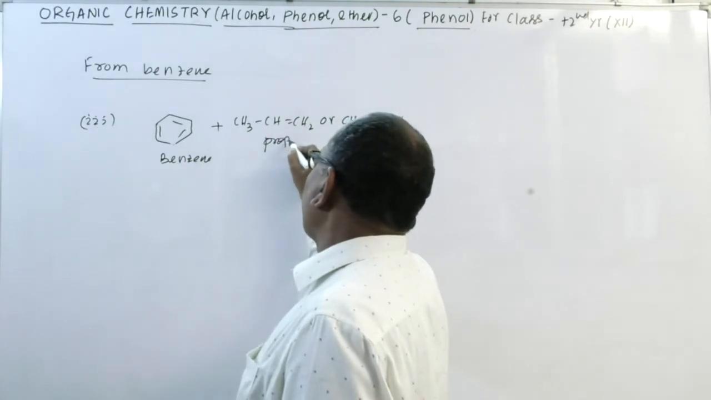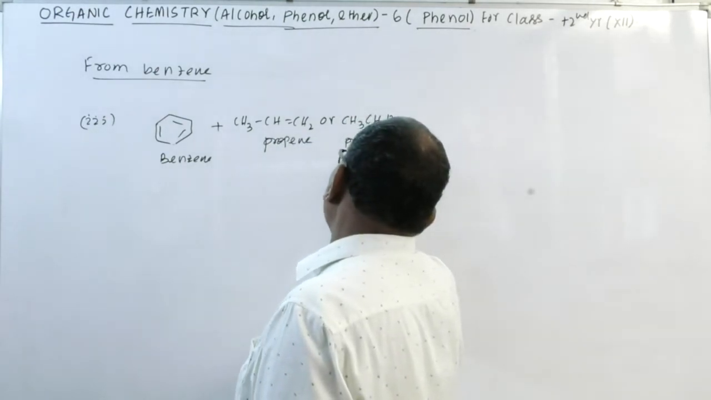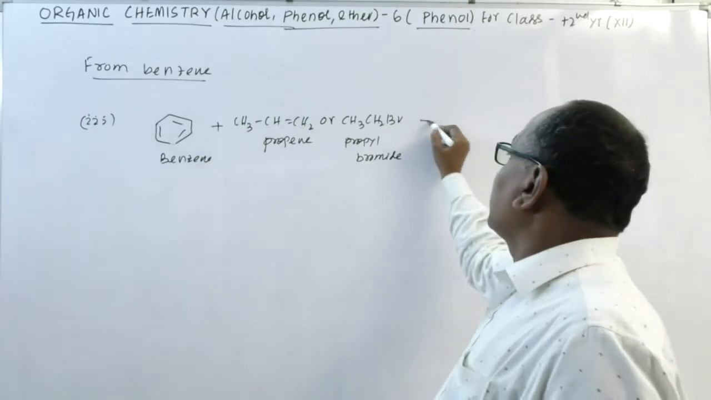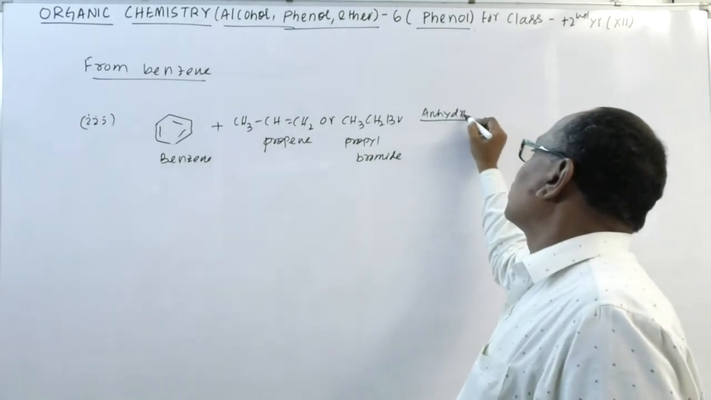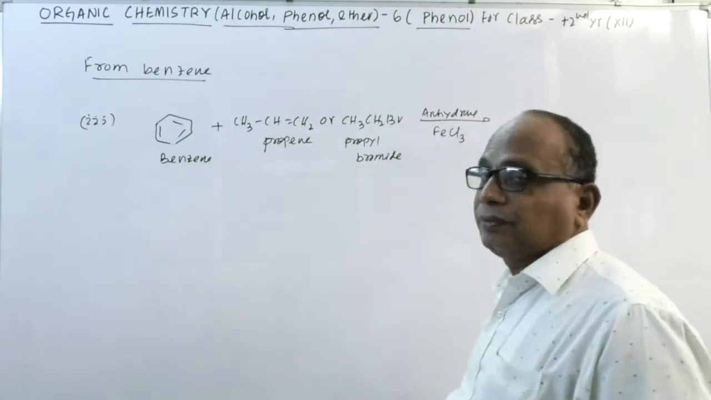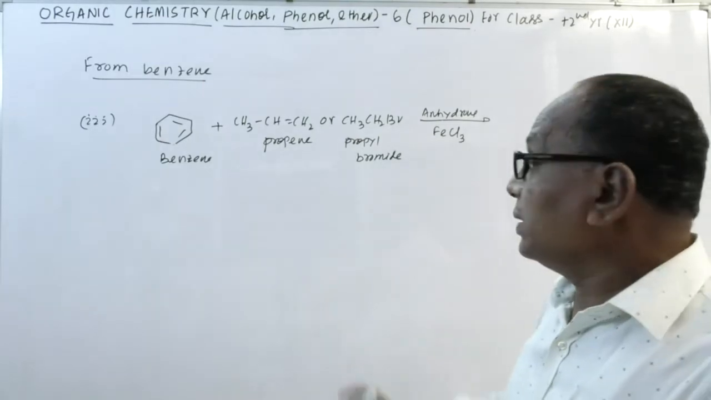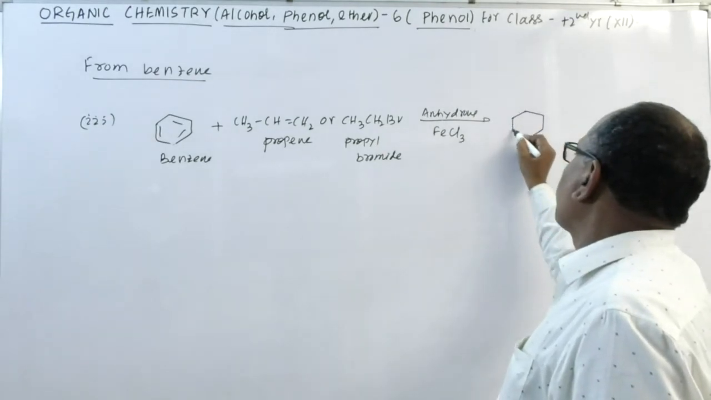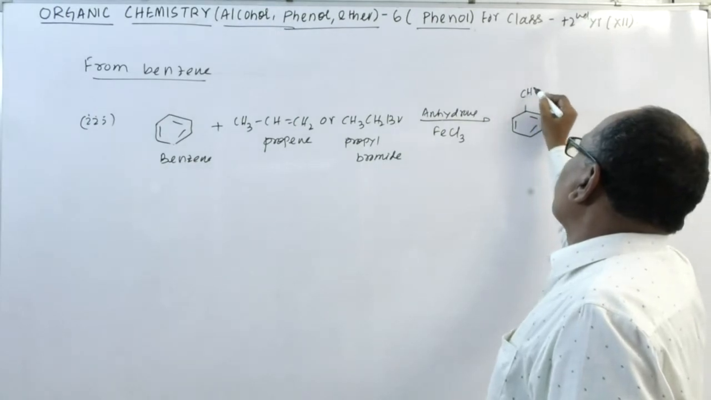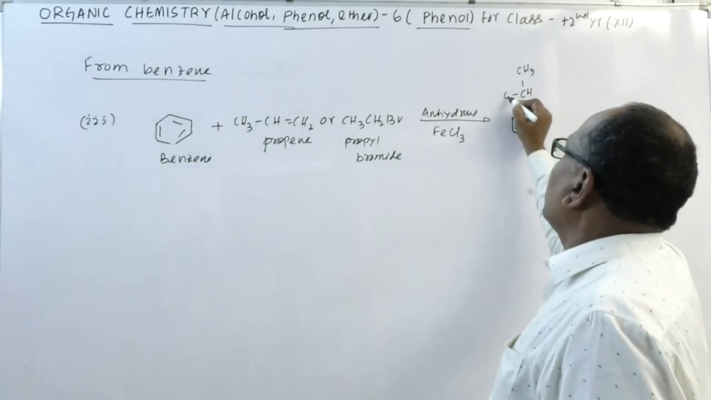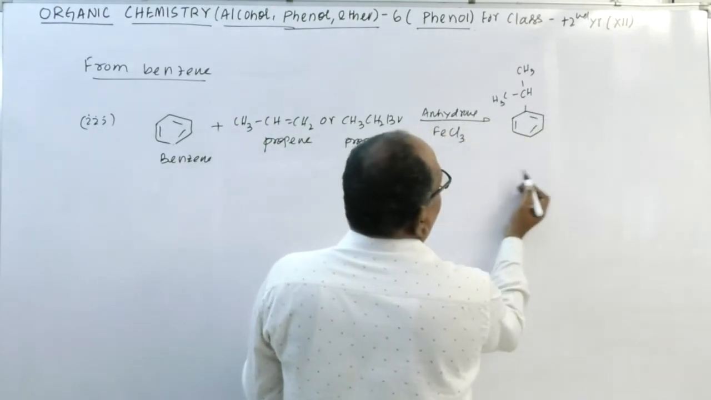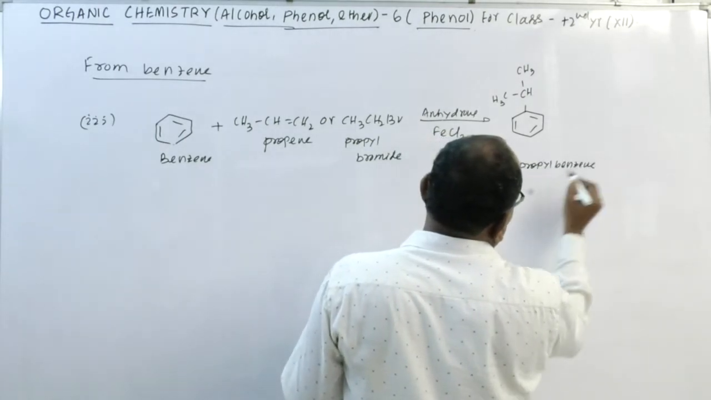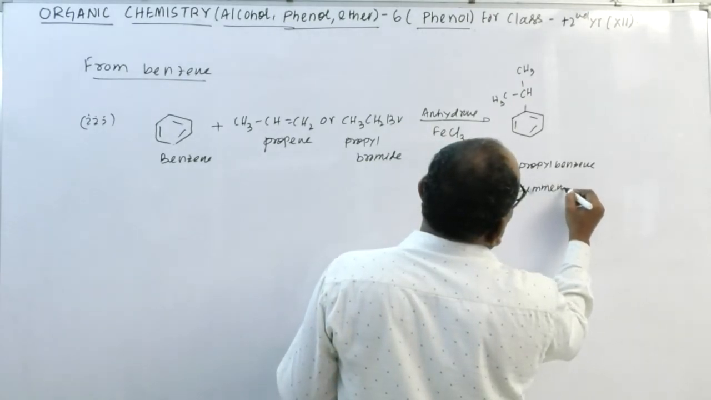Propene or propyl bromide. It undergoes Friedel-Crafts reaction in presence of anhydrous ferric chloride, and this alkyl group gets substituted in the benzene. It gives you what is called isopropyl benzene, and this isopropyl benzene is known as cumene.